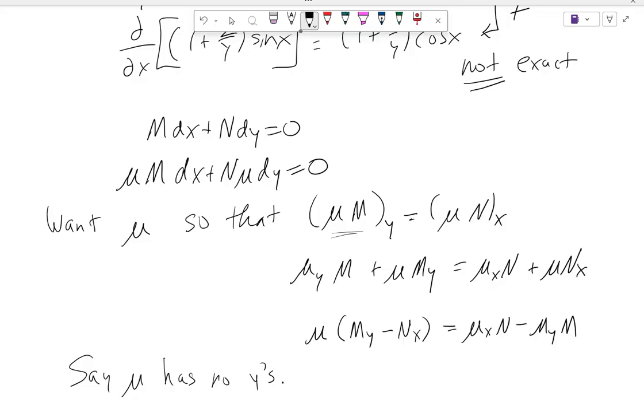Just for argument's sake, it might also have no x's, but let's say it has no y's. Okay? If it has no y's, then this piece goes away, right? We agree? So then we can actually solve this for mu sub x. Does that look like a differential equation we can solve, assuming we only have x's?